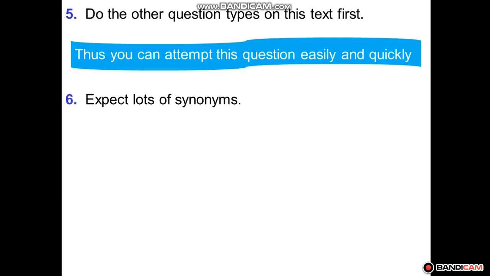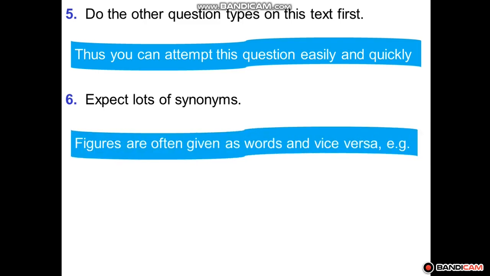6. Expect lots of synonyms. Figures are often given as words and vice versa. Well, if you find them in the information in words, in the passage you find them in figures, and if in the information they are in figures, then they will be in words in the paragraph.